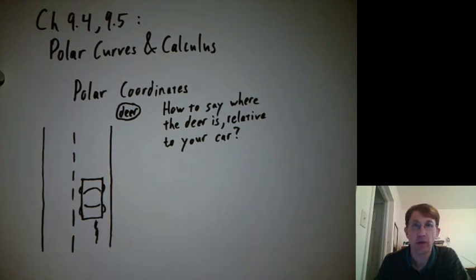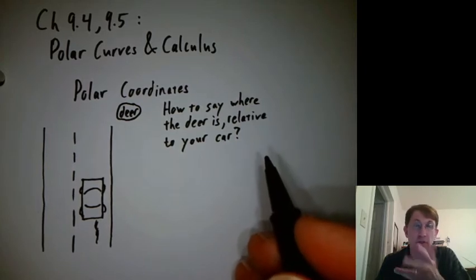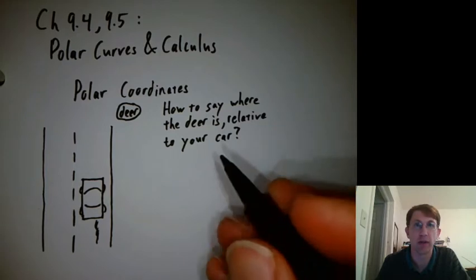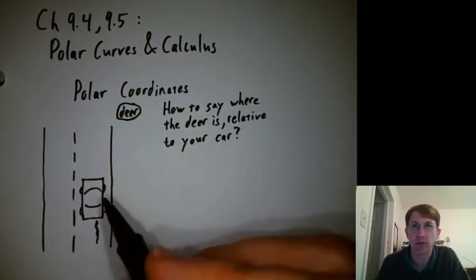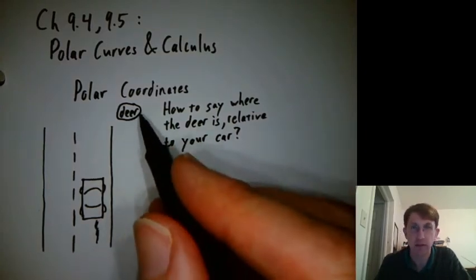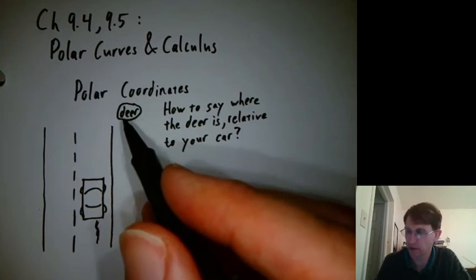Let's talk about polar curves, polar coordinates, and calculus. First, we'll do a quick, intuitive introduction to polar coordinates, and then we'll get into it in a more mathematical way. Let's say you're driving along a road somewhat slowly, maybe because there are deer warning signs up, and you see a deer out here. World's best picture of a car. I'm not even going to try to draw a deer, so let's say it's there.